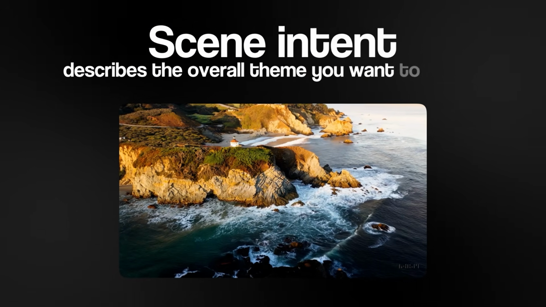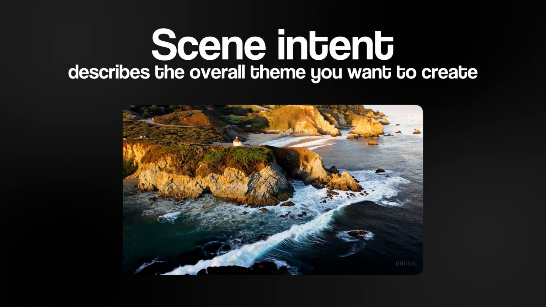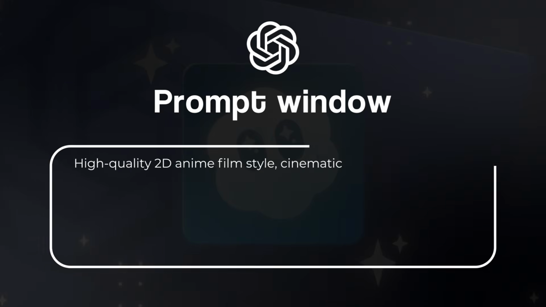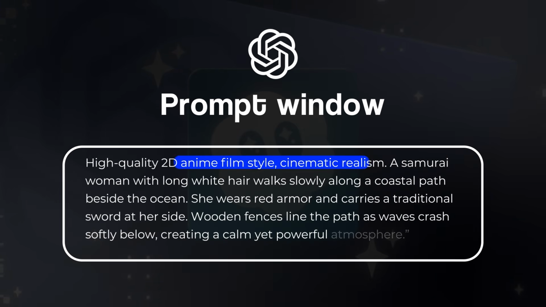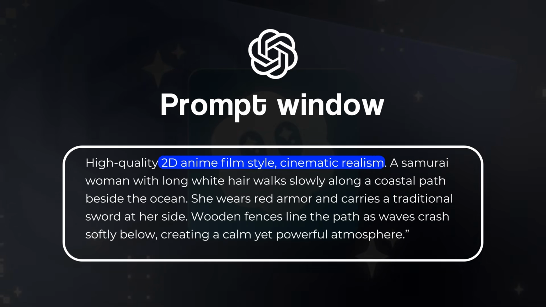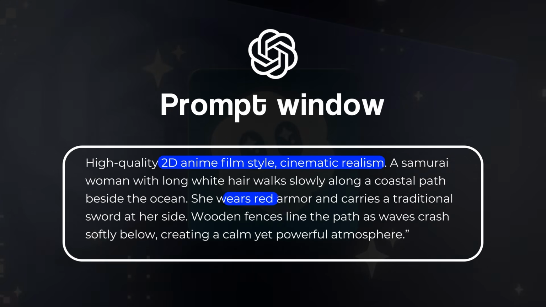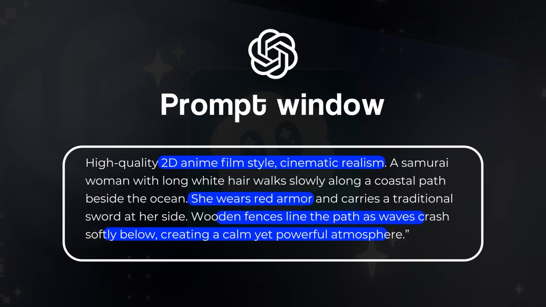Let's check out what scene intent is. Scene intent is describing the overall theme or world that you're looking to create. Usually in 1 to 3 sentences, think of this as briefing your cinematographer. What is the viewer looking to feel? What are you looking to create? An example of our scene intent could be something such as a high quality 2D anime film style, cinematic realism, a samurai woman with long white hair walks slowly along a coastal path beside the ocean. We get some detail about her armor as well as some other details about the scene.